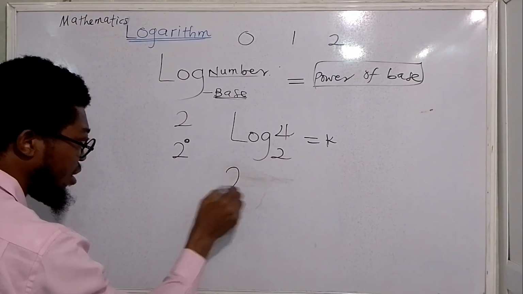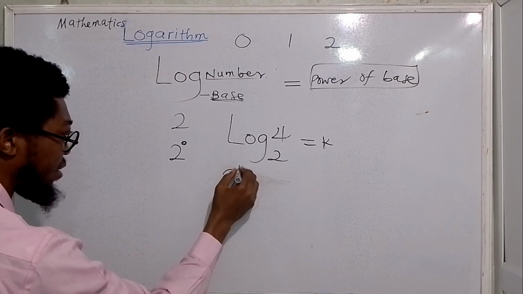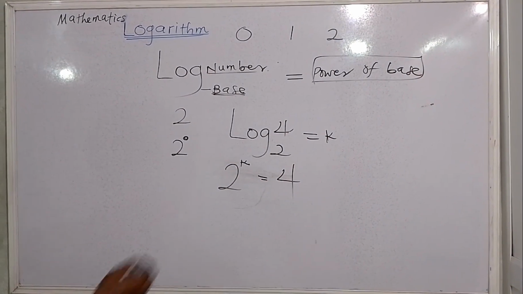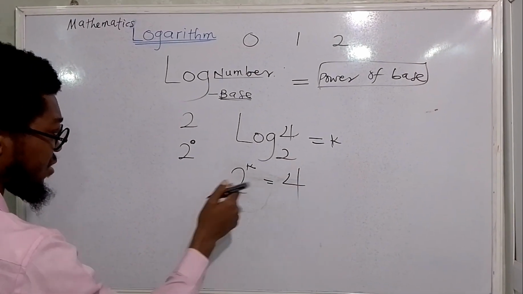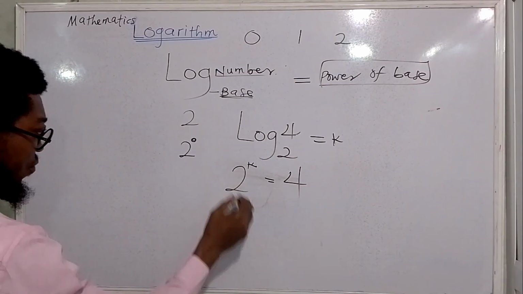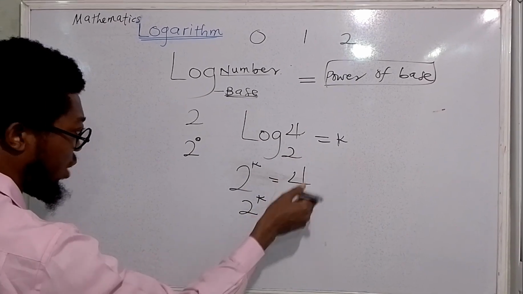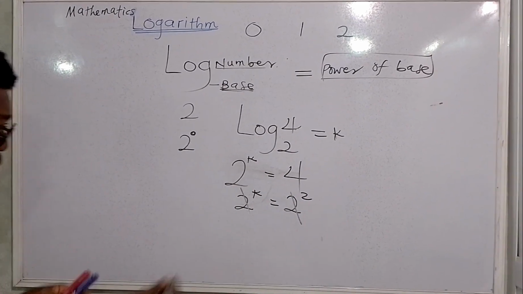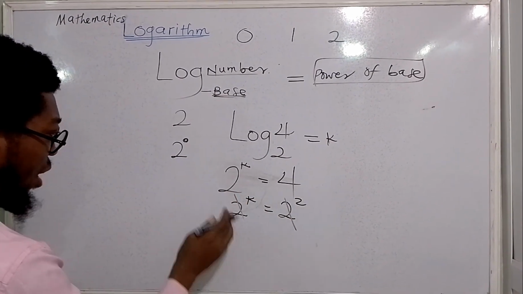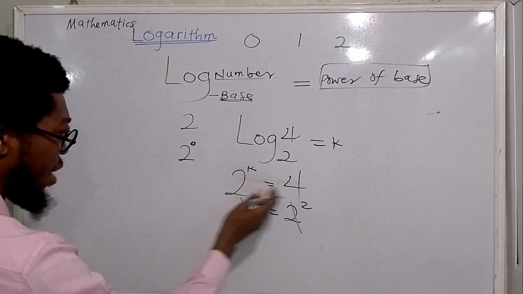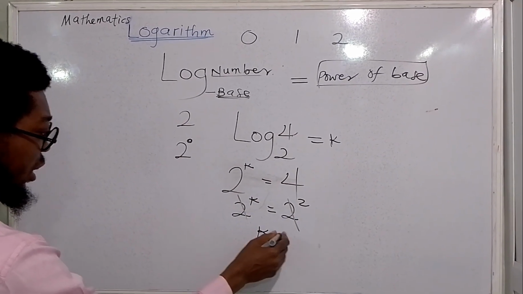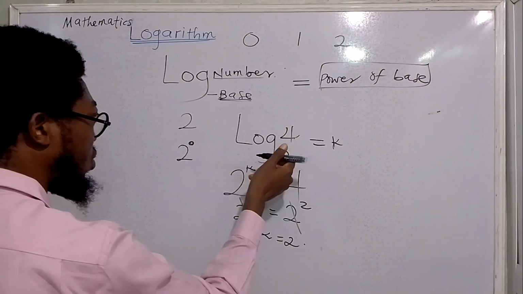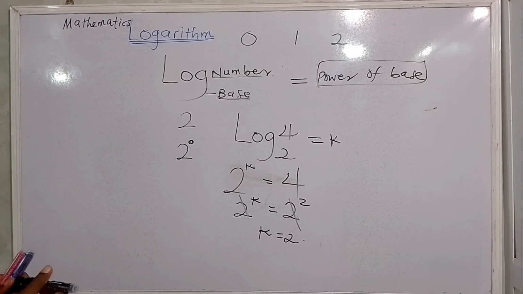Let's write it. Put the answer on base, and then you will get the number, which is 4. So I can express this to be equal: 2 raised to power k must be equal to 2 raised to the power of 2. You know, base is base, power is power. If base is base, power is power. So therefore, k is 2. This simply means that it is 2 that I'm going to put on 2 that will turn 2 to 4. That's the definition of logarithm.